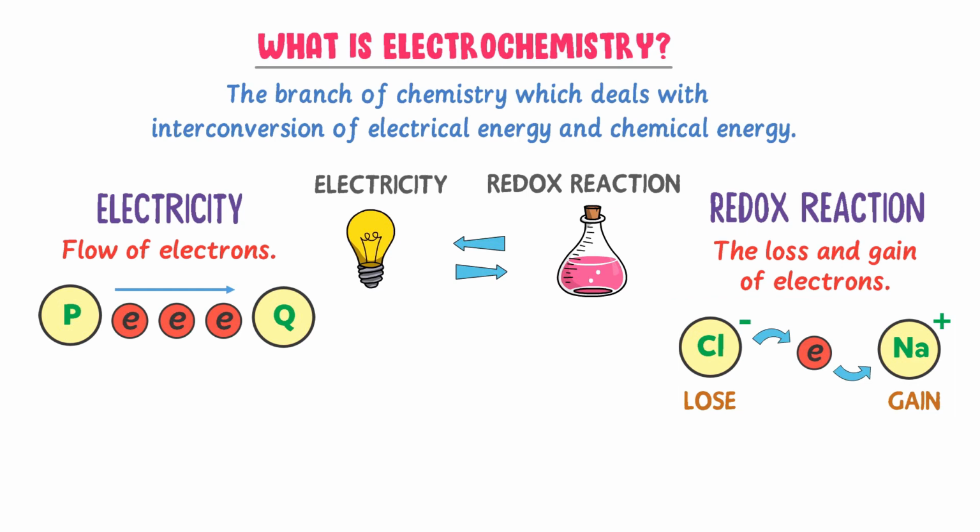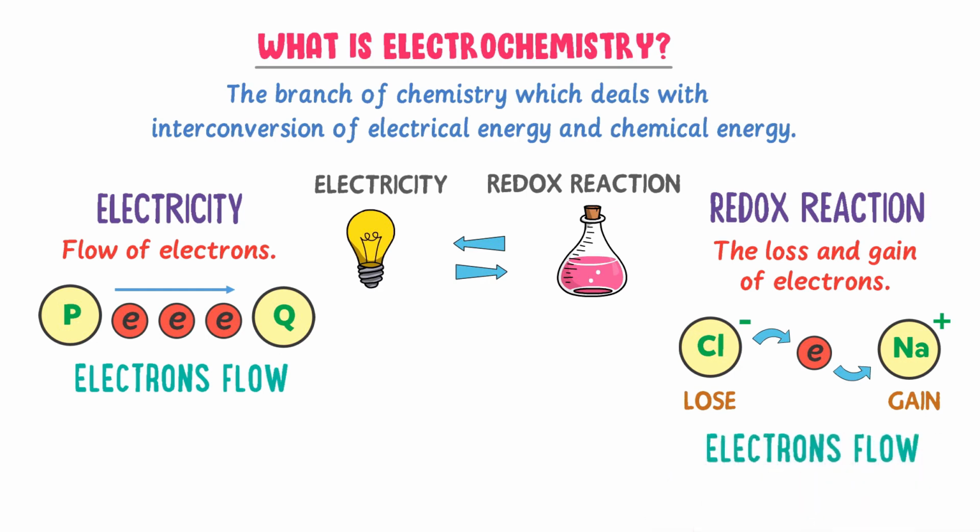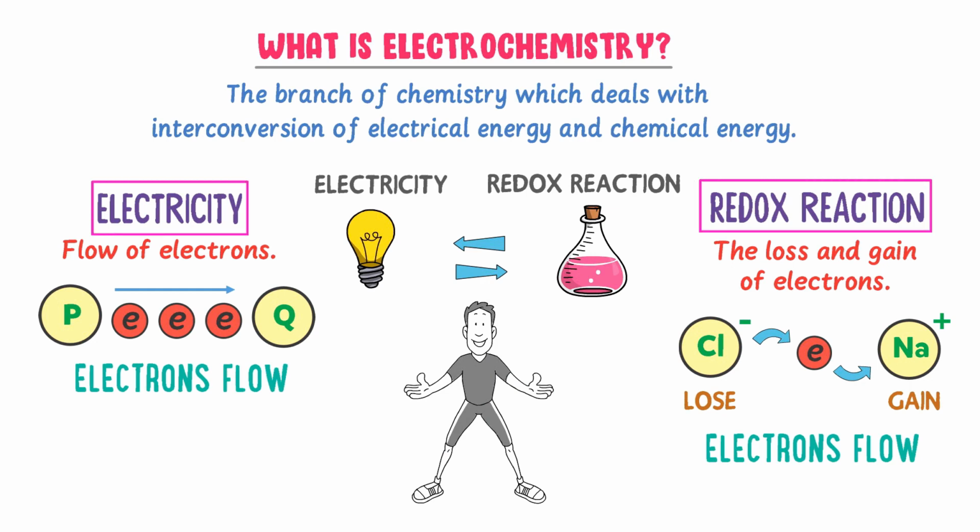Now listen carefully. In electricity, electrons flow from one point to another point, while in a redox chemical reaction, electrons flow from one ion to another ion. So there is similarity between electricity and redox chemical reaction regarding the flow of electrons. Therefore, we use either electricity or redox chemical reaction to generate the flow of electrons. Let me repeat this important point. We use either electricity or redox chemical reaction to generate the flow of electrons. Hence note down this example.